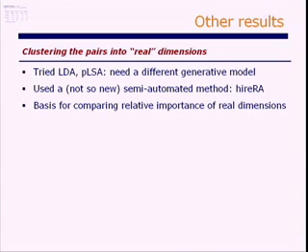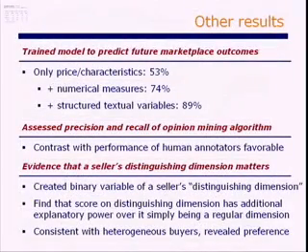We also built a model to predict marketplace outcomes, a very simple one. All we did was take each seller-competitor pair, treat that as one data point, and train a binary classifier: given this seller and this competitor, which of the two will make the sale if they're both listed together?